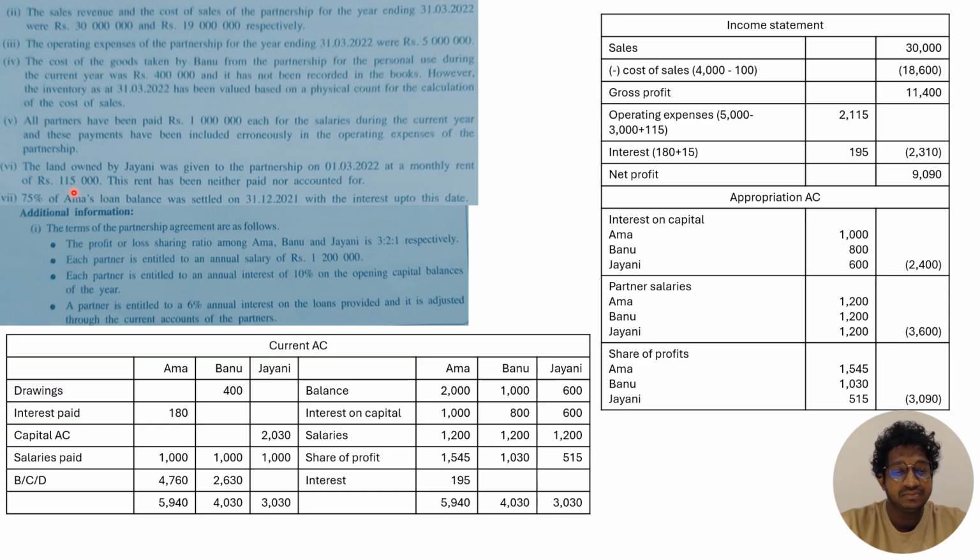And the land owned by Jaini was given to the partnership on 1st of March 2022 at a monthly rent of 115. This rent has been neither paid nor recorded in any account, so that rent you have to credit to the current account, and that 115 you have to add to the operating expenses. So this rent you have to credit to Jaini, right? And then that 115 you have to add to the operating expenses as well.